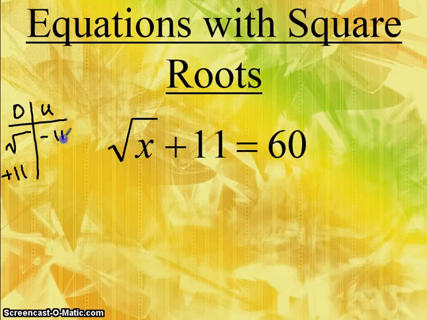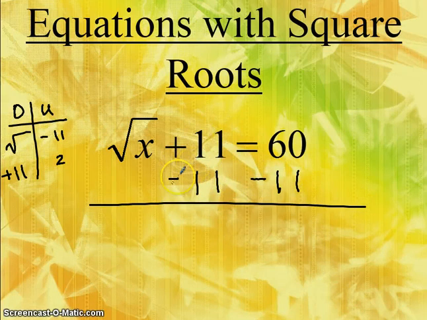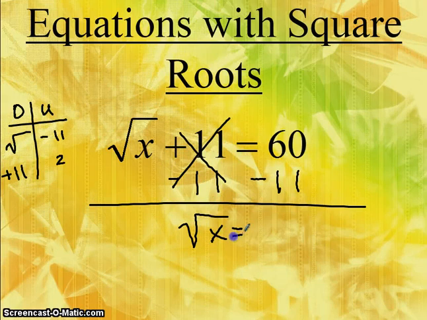Now, to undo that, we'll have to subtract 11 and square each side. So we'll subtract 11 from each side. 11 minus 11 is 0, so you get the square root of x equals 49.